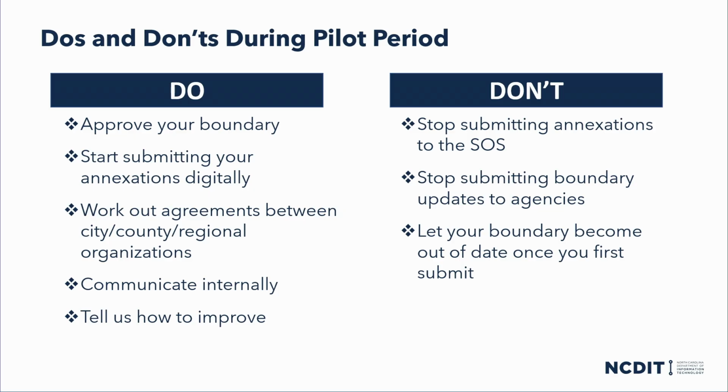Get in a regular business model of reviewing your boundaries on whatever the regular basis is. If you want to do it first of every month, great. Once a quarter before each council meeting, whenever, but just make sure it's a regular part of your business operation. Communicate internally about what's working, what's not working. Hey, this is the new way. If we have a boundary change, make sure that we're updating it here, and let us know how we can improve things.